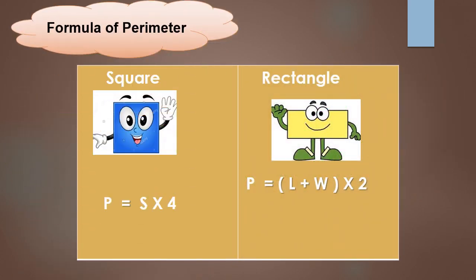Let's remember together the formula of perimeter. The perimeter of a square equals side times 4, but the perimeter of rectangle equals length plus width all times 2.